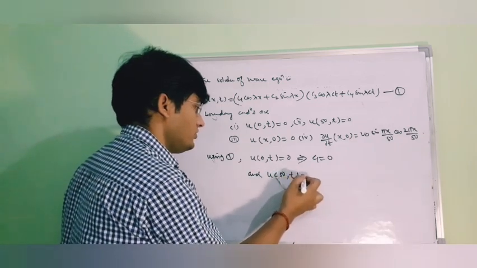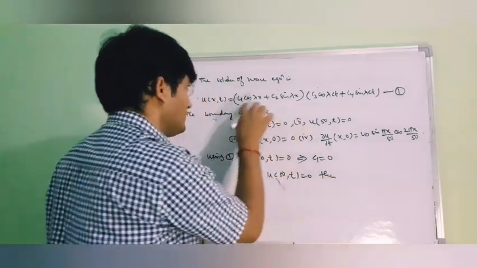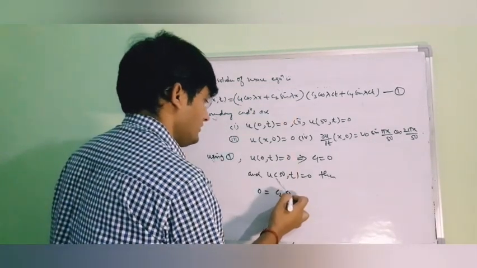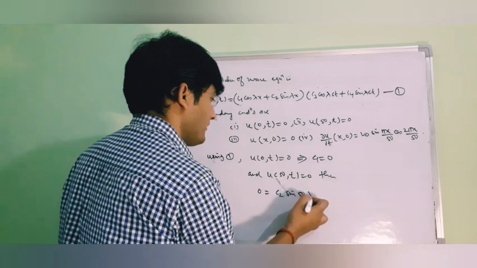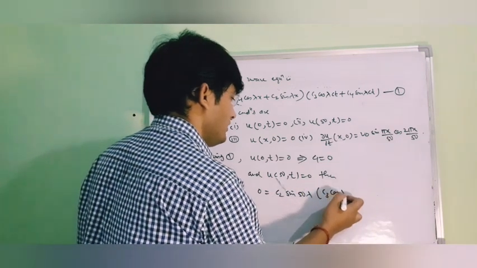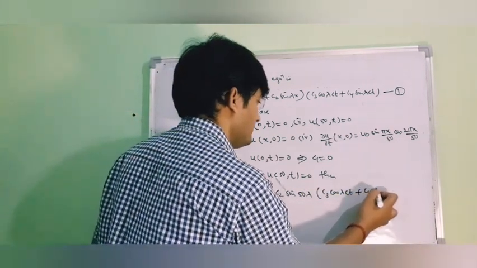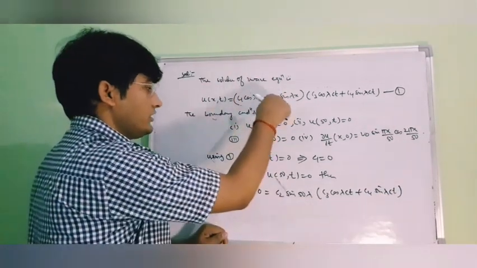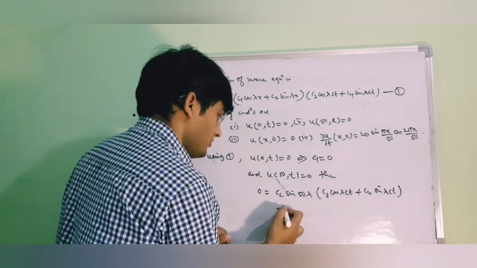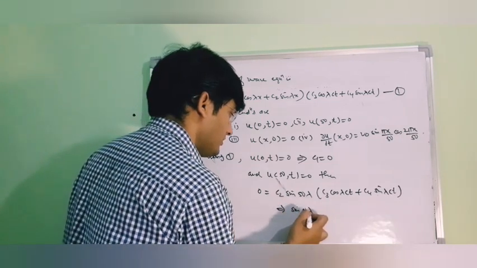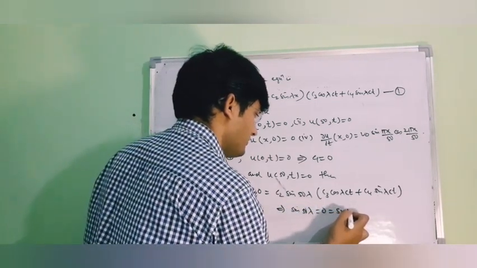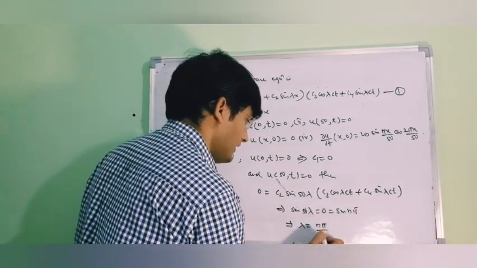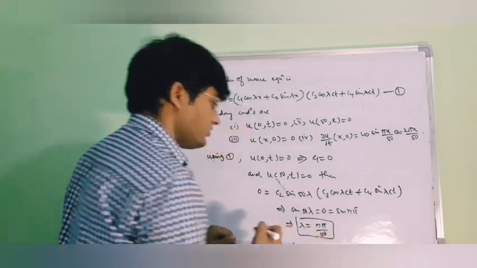And if you use the condition u(50,t) equal to 0, now c1 is 0, so on the left hand side we will have 0, and here we will have c2 sin 50 lambda times (c3 cos lambda ct plus c4 sin lambda ct). So again you can see that c2 cannot be 0, otherwise this whole solution will be 0. So from here sin 50 lambda will be 0, and we know that this is sin n pi. So lambda will be n pi upon L, where L is 50. So this is your lambda.